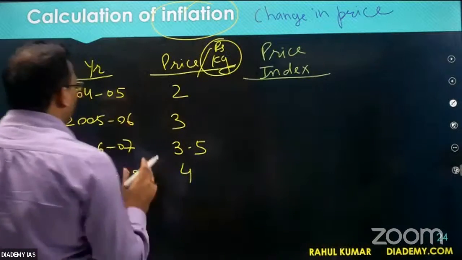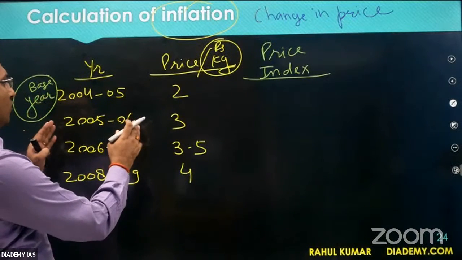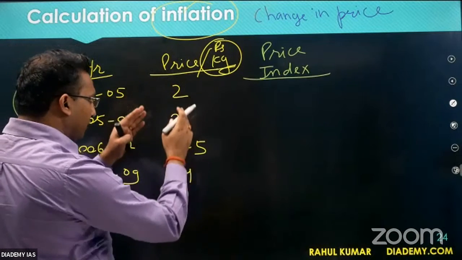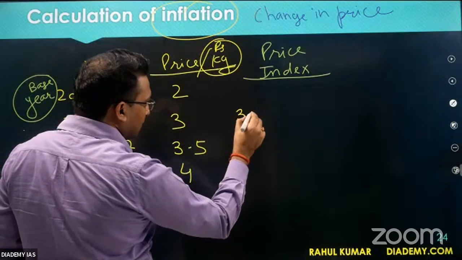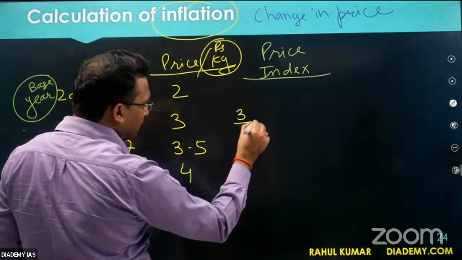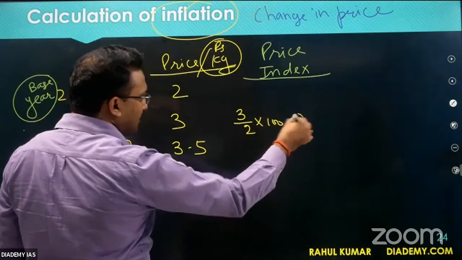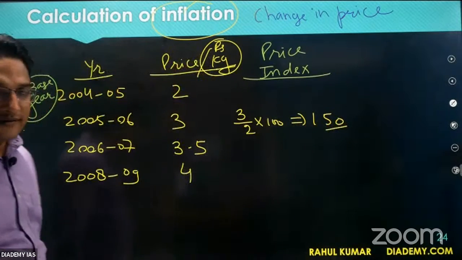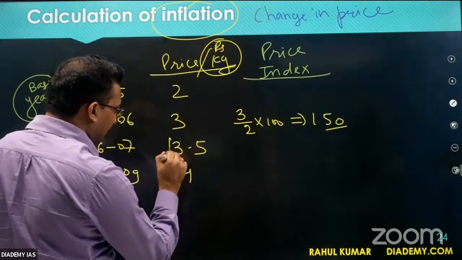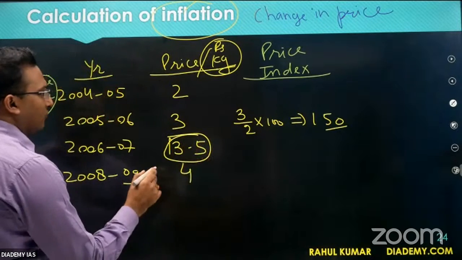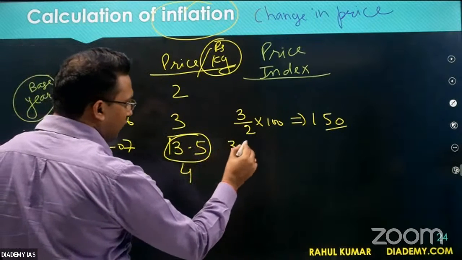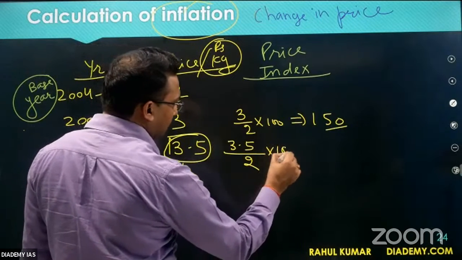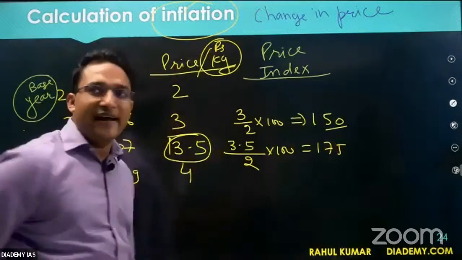So what we do, we take this as the base year, and then in the next year we calculate how much is the change. So change कितना हो गया? Earlier it was 2, now it is 3. So how much increase? As compared to 2, now it is 3, multiplied by 100. So this price index is basically 150. That means there is increase of 50%. Then in the next year, in 2006-7, again there is an increase, 3.5 from 2. So 3.5, that is the price of current year, divided by the price of the base year, multiplied by 100. It comes to be 175. So this is the price index of this year.